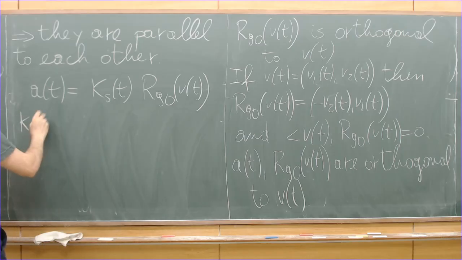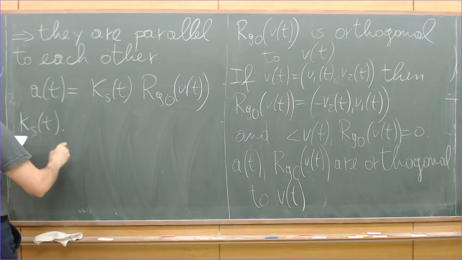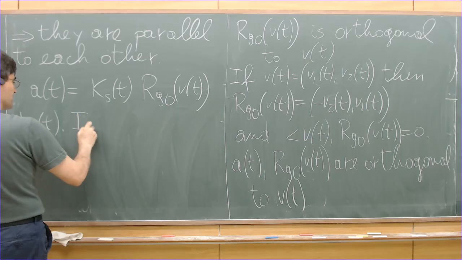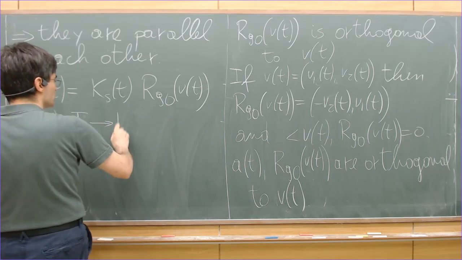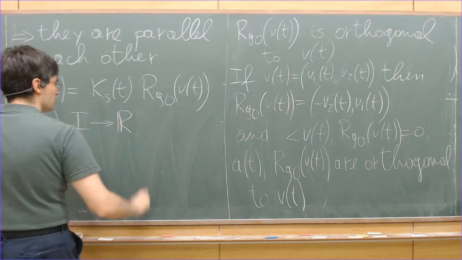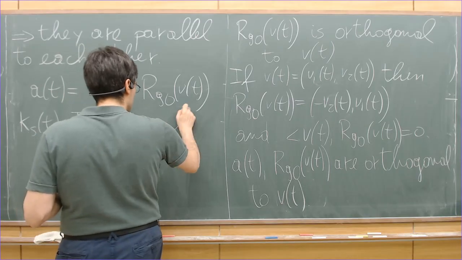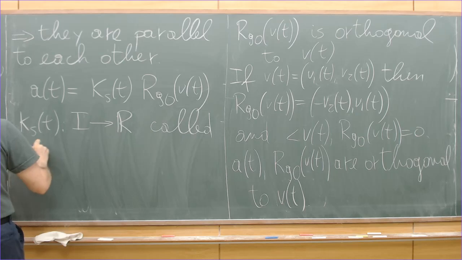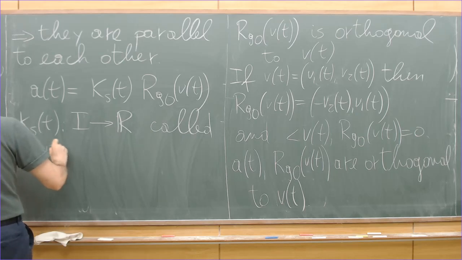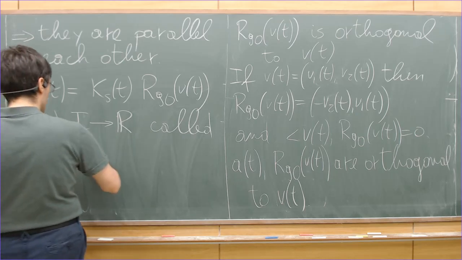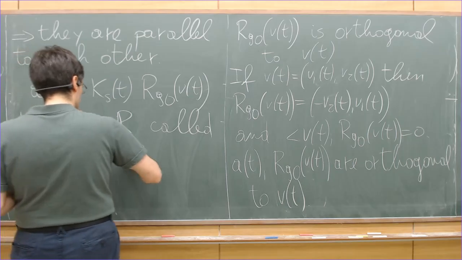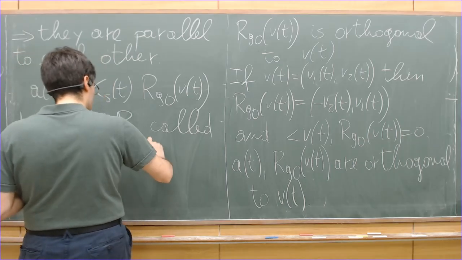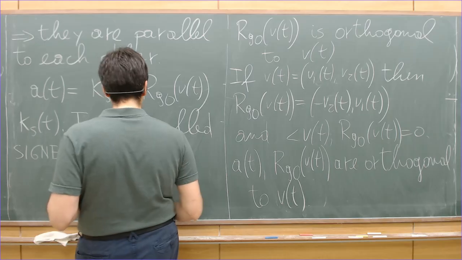ks of t is a function defined on I, of course, with values in R, known as sine curvature function, or simply sine curvature.